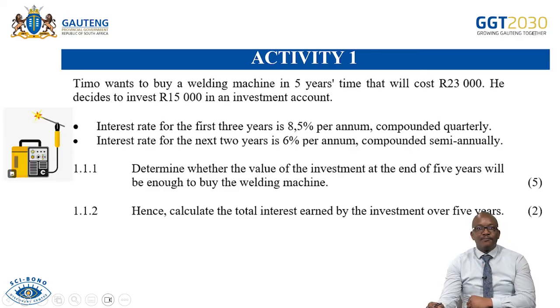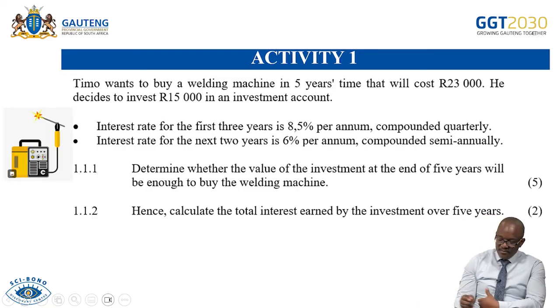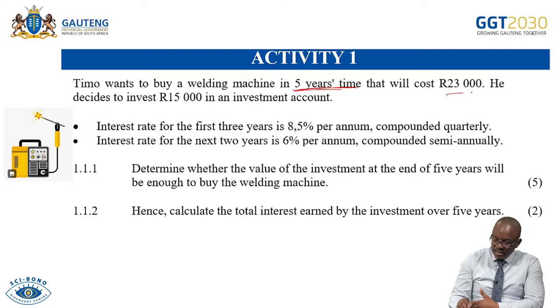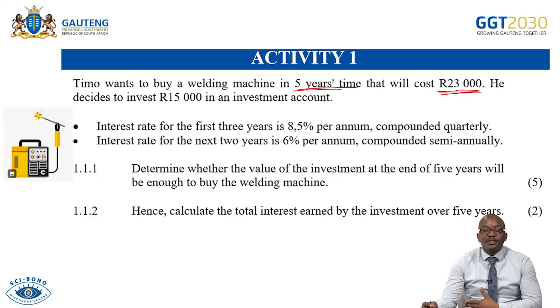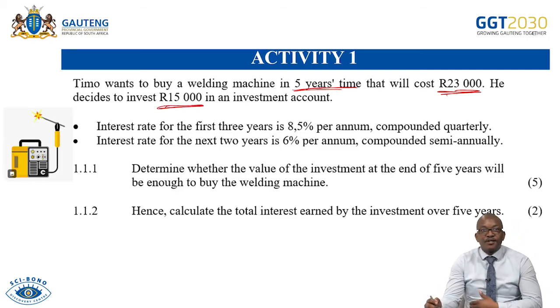Okay, let's read through our statement. So they're saying Timo wants to buy a welding machine in 5 years' time. That will cost 23,000 rand. He decided to invest 15,000 in an investment account. So now the scenario there is clear that Timo wants to buy a welding machine in 5 years' time. It means 5 years from now. Then the machine will cost 23,000. It means in 5 years' time the machine will cost 23,000. Then now he wants to invest the amount of money, which is 15,000 rand, in the account. For how many years? For 5 years.